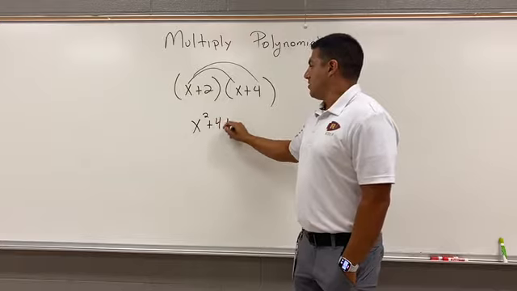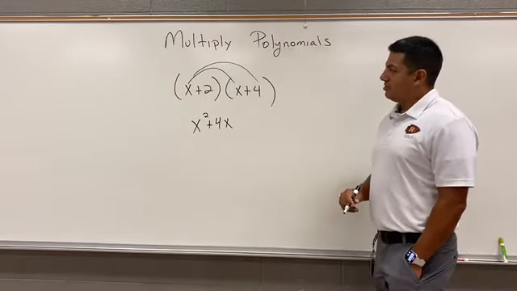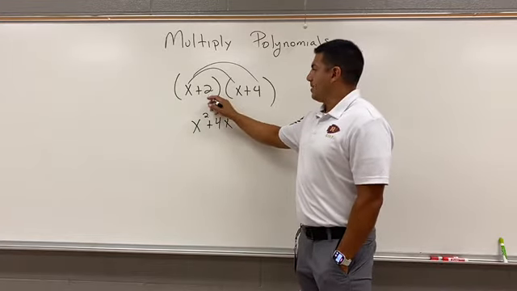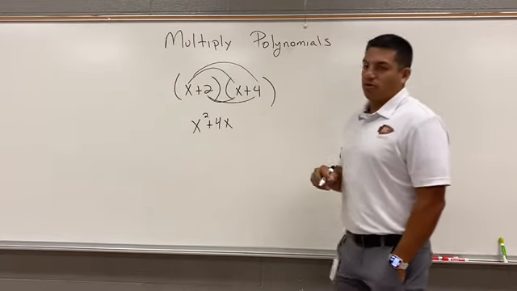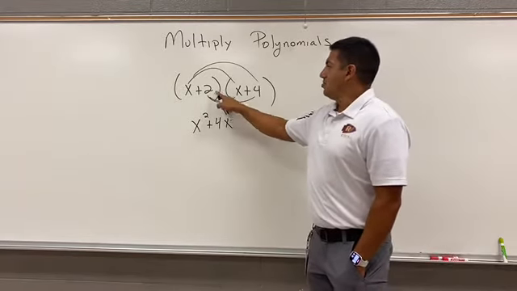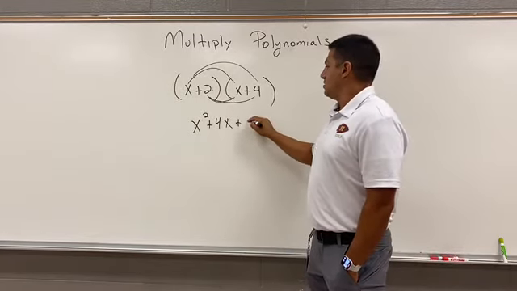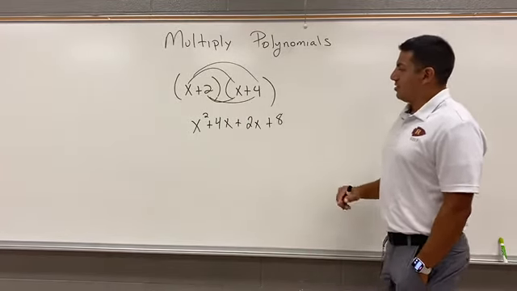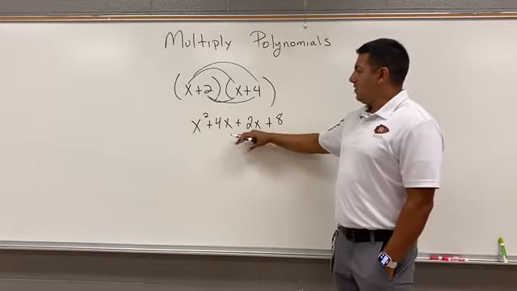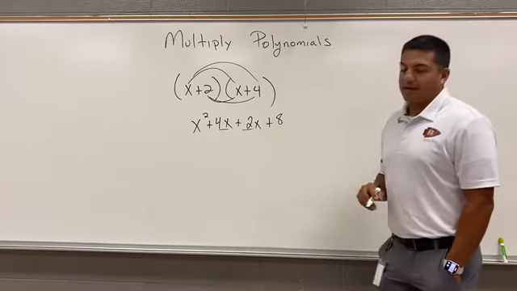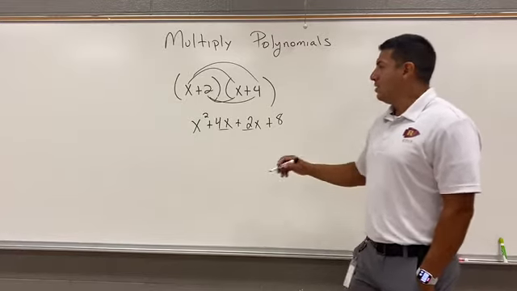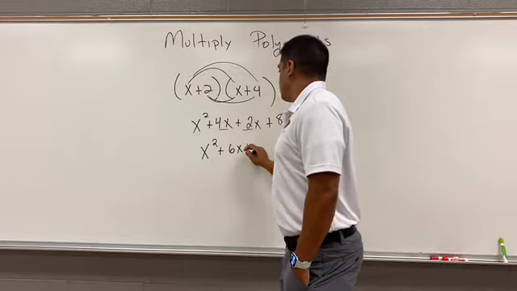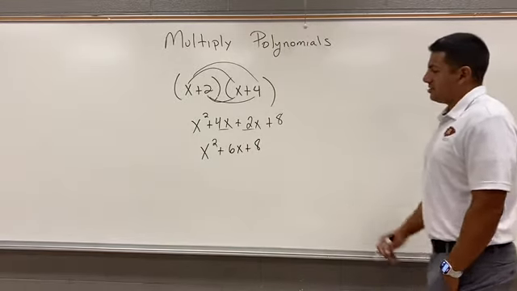gives us 4x. Now what we have to do is we have to take the other term in this first guy and we have to distribute him through both terms over here as well. So it's 2 times x gives us 2x, and then 2 times 4 gives us 8. So now if you notice, we're not finished here. We have two terms that are alike that can be combined. So what we do is just clean this answer up and we get x squared plus 6x plus 8, and then our answer is in standard form.